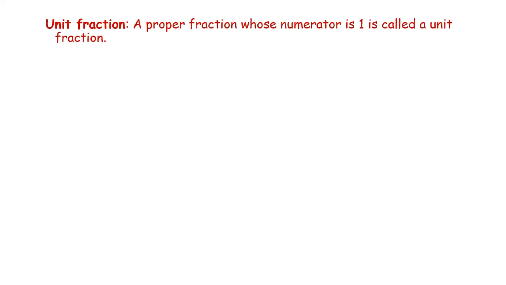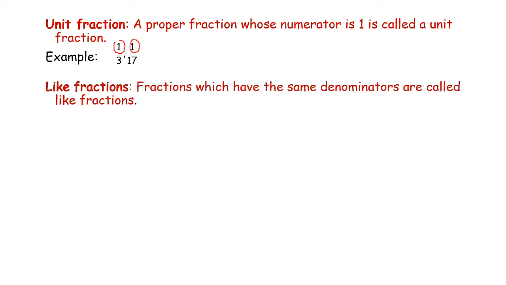So there are different types of fractions. Let's discuss their definitions. Let's talk about the unit fraction. A proper fraction whose numerator is always 1 is called a unit fraction. For example, 1/3, 1/17, 1 over any number. It's a unit fraction because the numerator is 1.